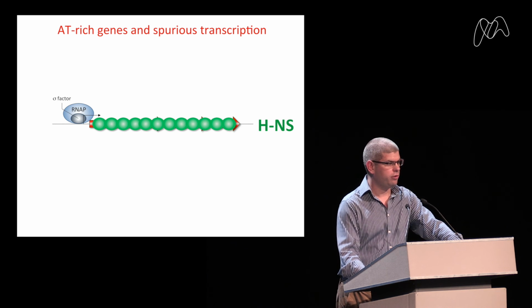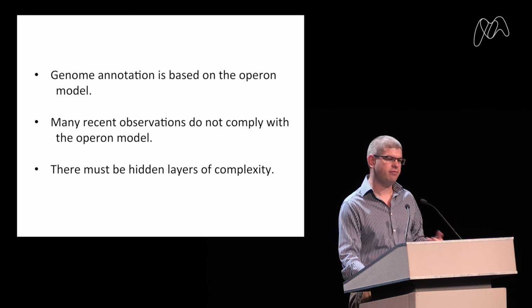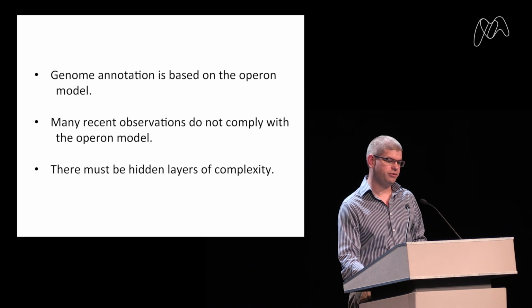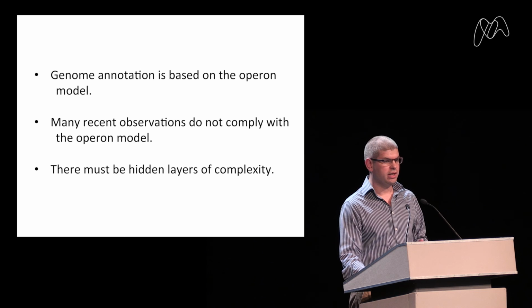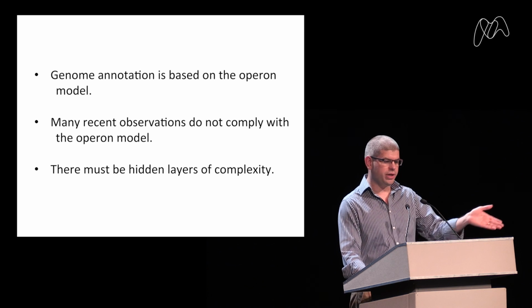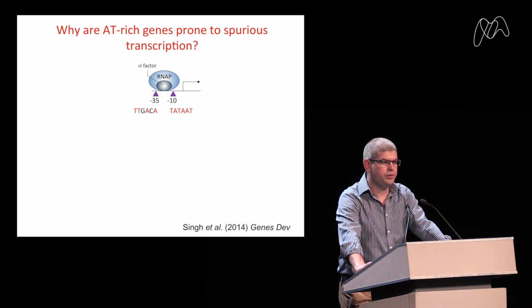To quickly reiterate what I've already said, genome annotation is fine and can explain many of our observations, but it's heavily influenced by the operon model and can't explain our most recent observations. So we need to start to study these hidden layers of complexity and even accept that they exist in bacterial chromosomes. I'm going to focus on these AT-rich sections of DNA, and I've already told you that you're going to see that they're prone to these spurious transcriptional events. So why might this be the case? Why might these horizontally acquired AT-rich genes behave in this way?